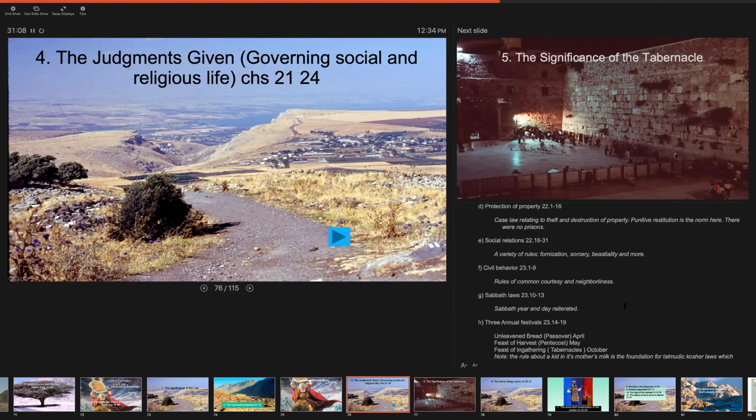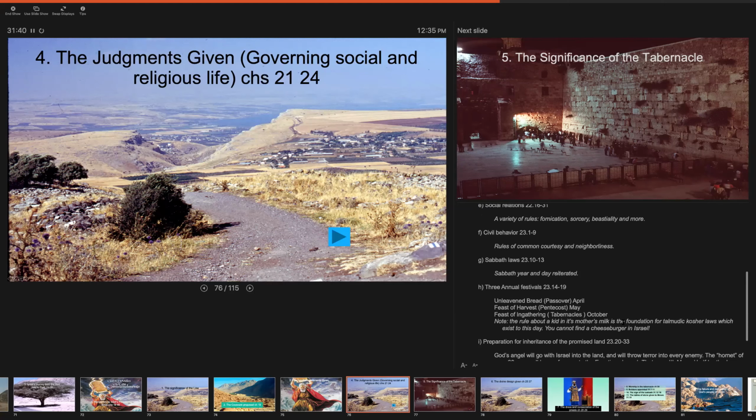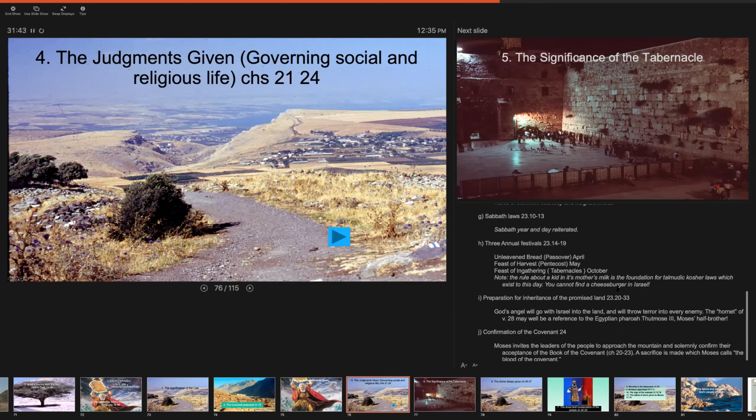Chapter 22 is a list of all kinds of, wow, you wouldn't believe the rules in chapter 22 are rather amazing. Various kinds of sexual things, sorcery when related to sexuality, bestiality, all kinds of things are prohibited. If you can think of something really, really evil to do, there's probably a law here to tell you don't do that. Civil behavior in chapter 23, rules about the Sabbath in chapter 23. 3 annual festivals are listed in chapter 23.